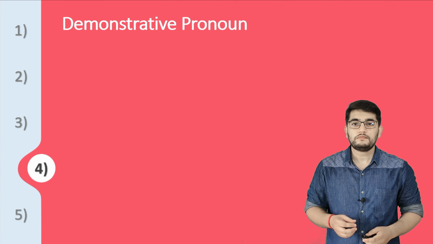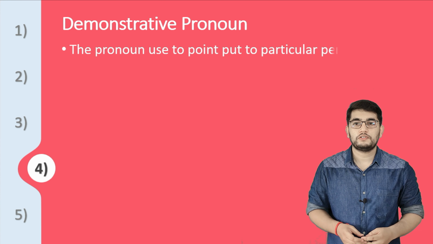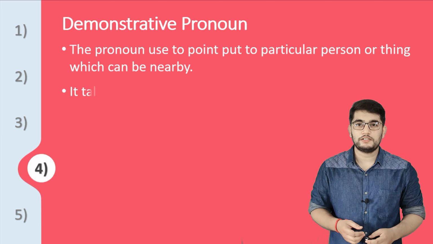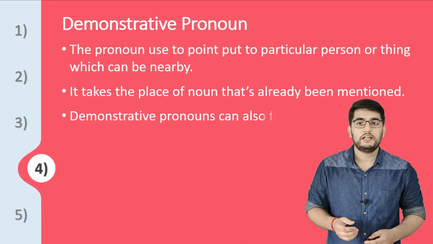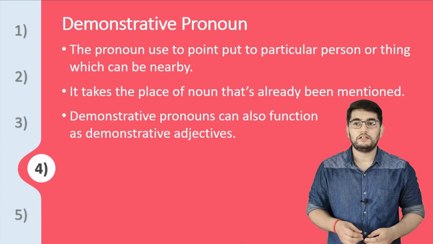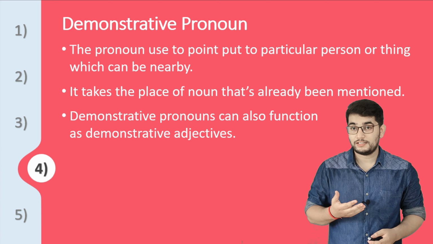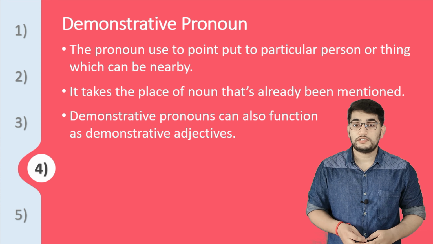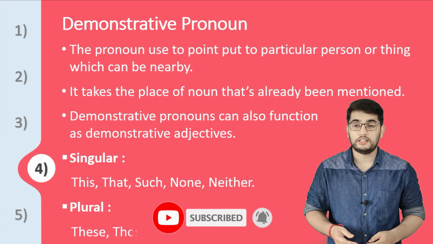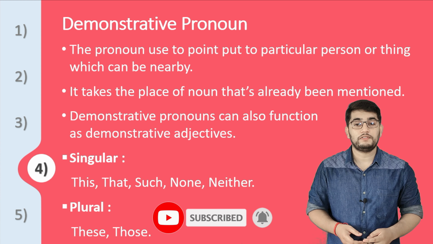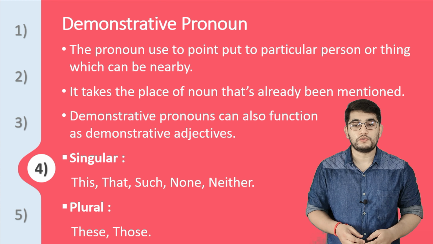Demonstrative pronoun. The pronoun which is used to point to a particular person or thing which can be nearby is a demonstrative pronoun. It takes the place of a noun that has already been mentioned. Demonstrative pronouns can also function as demonstrative adjectives. Now singular demonstrative pronouns are this, that, such, none, neither, and plural will be these and those.